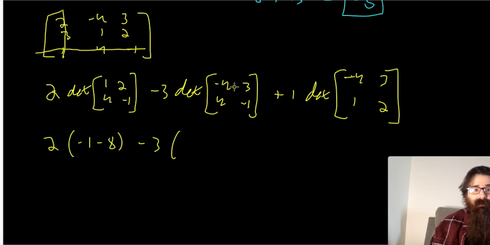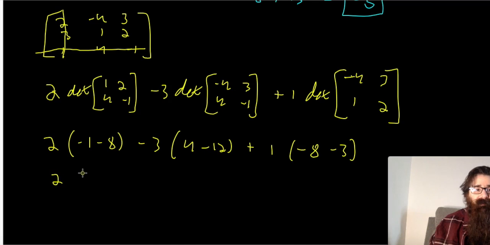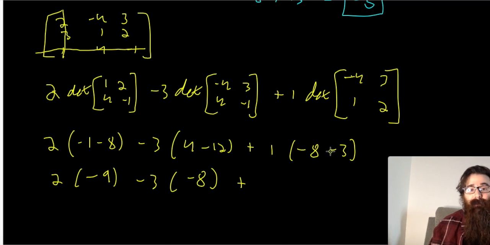And then minus 3 times, here I'm going to get positive 4 minus 12. And then plus 1 times, here I'm going to have negative 8 minus 3. Let's see what we get. Hopefully nothing different. So we get 2 times negative 9, minus 3 times 4 minus 12 is negative 8, plus, and then here, negative 8 minus 3 is going to give me negative 11.